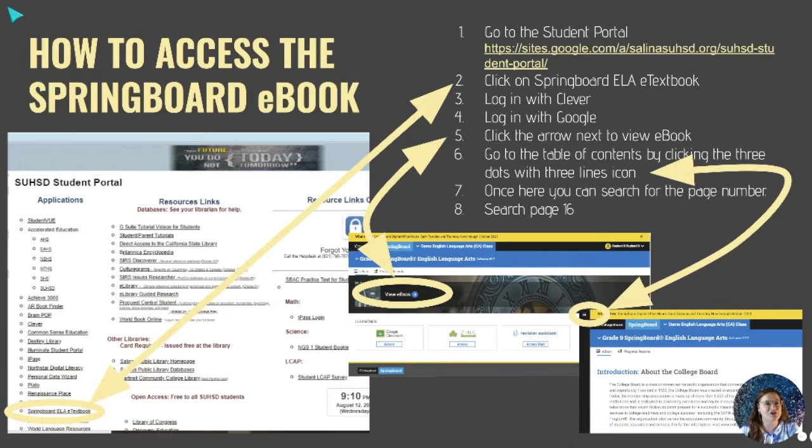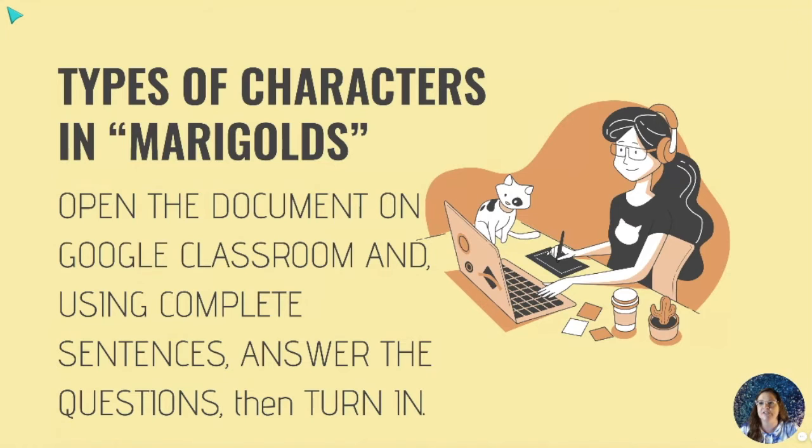All right, so as soon as you get finished reading Marigolds, you're going to go ahead and open the document on Google Classroom, and you're going to use complete sentences to answer the questions. Now, the questions are all going to be focused on the characters in Marigolds. So we kind of practiced this last Friday whenever I had you do the same type of chart for the Pixar short, The Present, right? So it's kind of the same type of question.